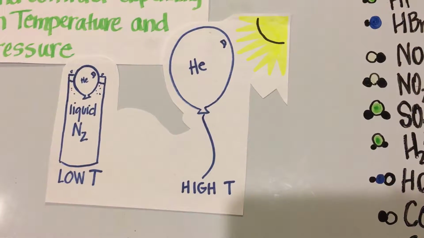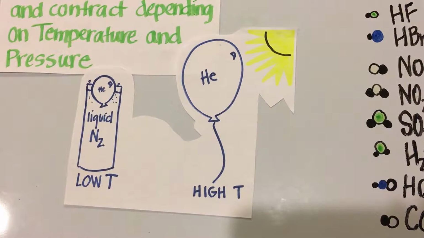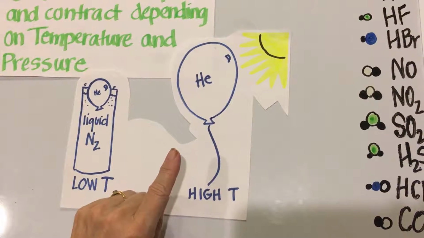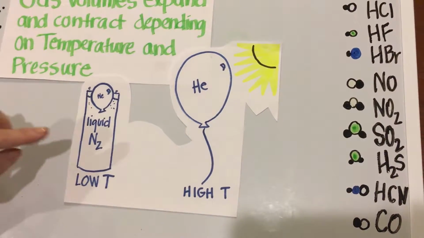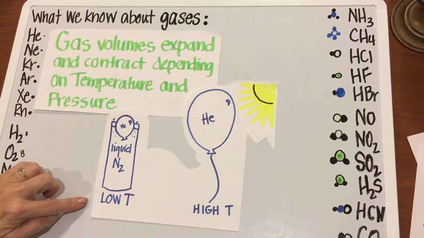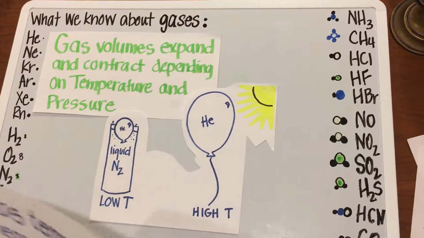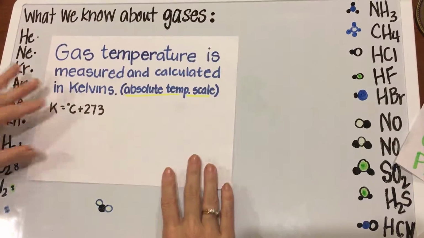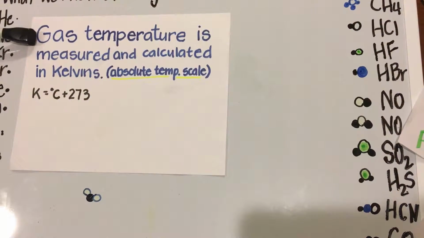But when we took the balloon out into room temperature, the higher temperature transferred kinetic energy to the gas particles inside the balloon, and the balloon's volume expanded. So the volume of that balloon depended on what temperature condition it was in. Gas depends on pressure and gas depends on temperature. So I'm going to have a quick word with you about the temperatures of gases. When we calculate gas properties, when we calculate gas equations, we use gas temperature measured in Kelvin.